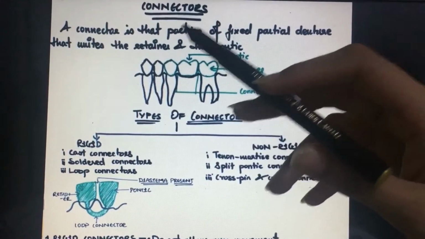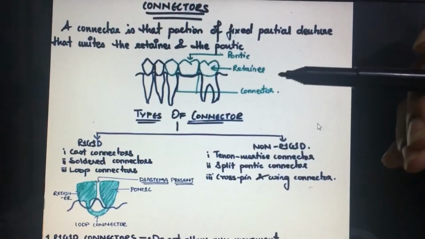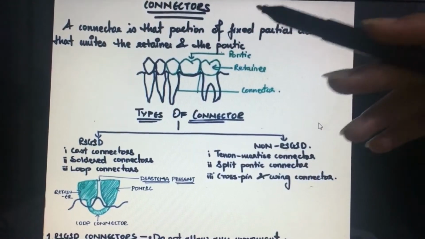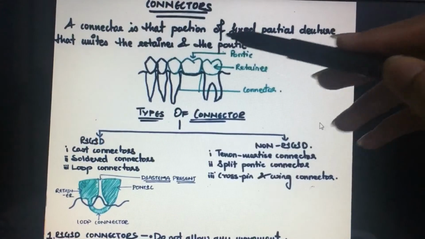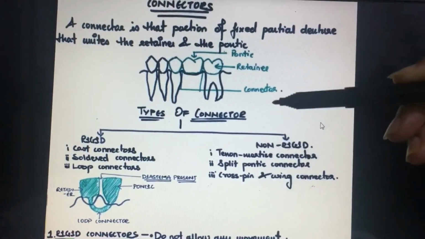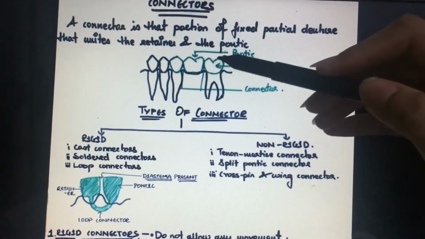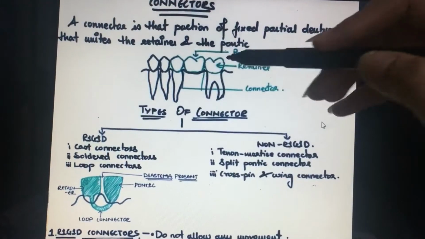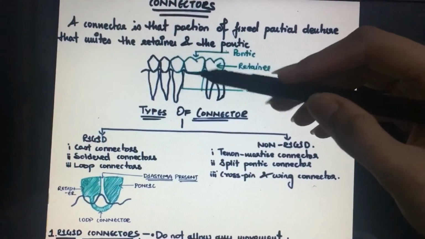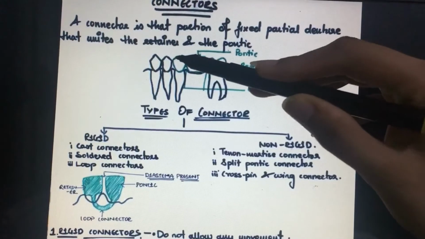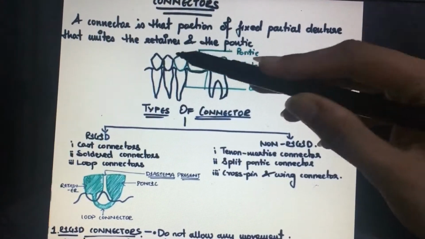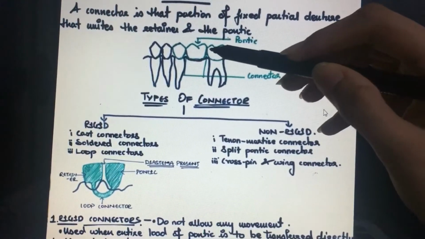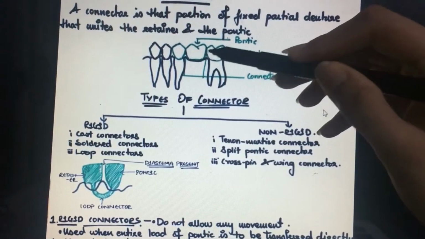Today's video is about connectors in fixed partial denture. So what is a connector? Connector is basically that portion of the fixed partial denture that unites the retainers and the pontic. In this diagram we can see this one is the pontic and these two are the retainers, and this whole unit is connected by these two connectors.